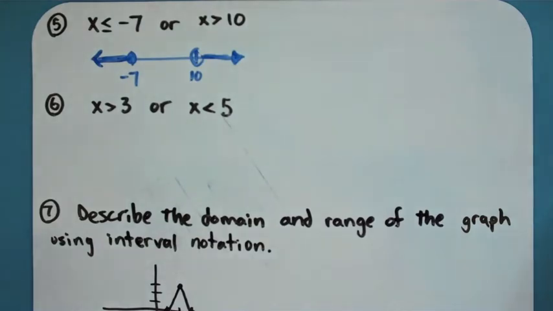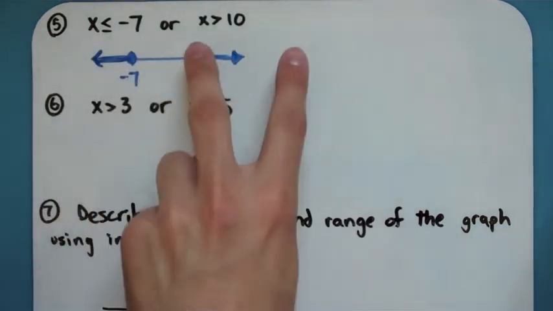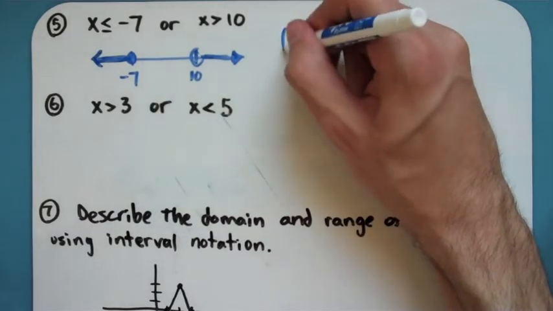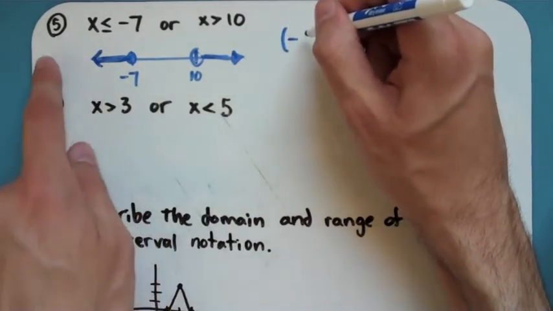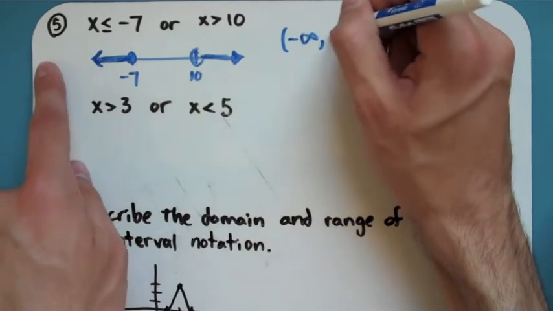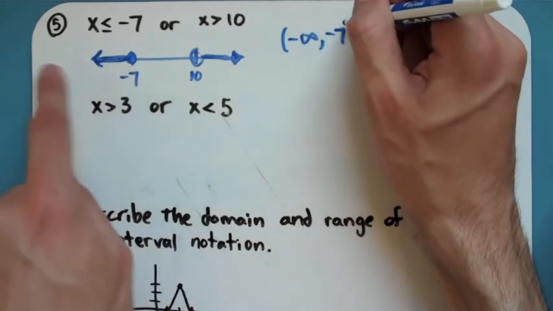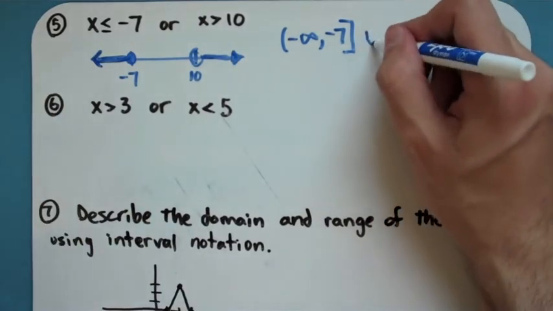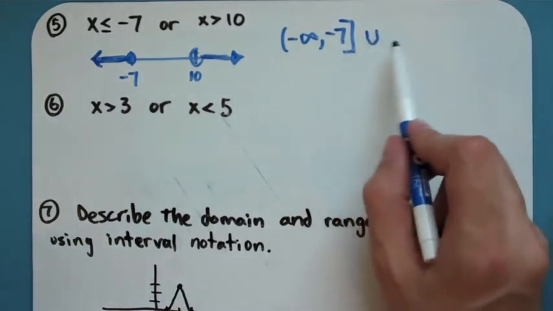So I can't express this as just one interval because there are two pieces to it. There's the piece over here and the piece over here. I'm just going to write them as two separate intervals and lump them together. So the first one would go from -infinity to -7, counting -7. So I put a bracket there. I put a U for union in between my two pieces here.